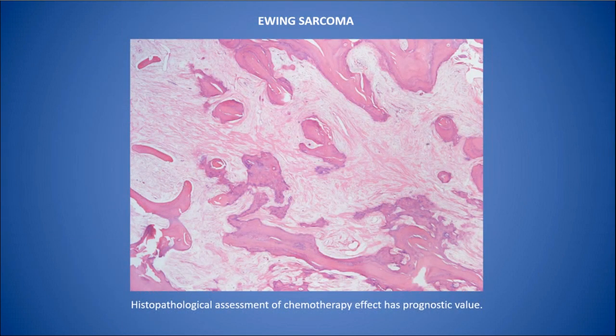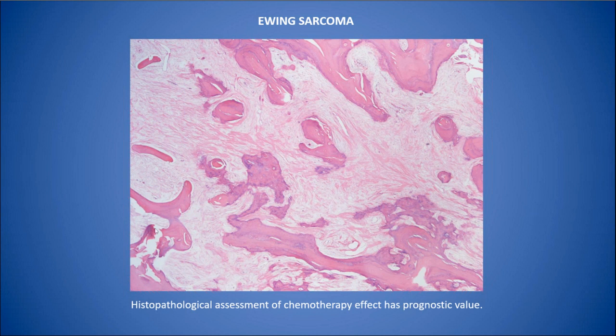Histopathological assessment of chemotherapy effect in Ewing sarcoma has prognostic value. So we do, similarly to osteosarcoma, tumor mapping on the resection specimen to evaluate the effect of chemotherapy. And this is one photograph of one case that had an excellent chemotherapy response.